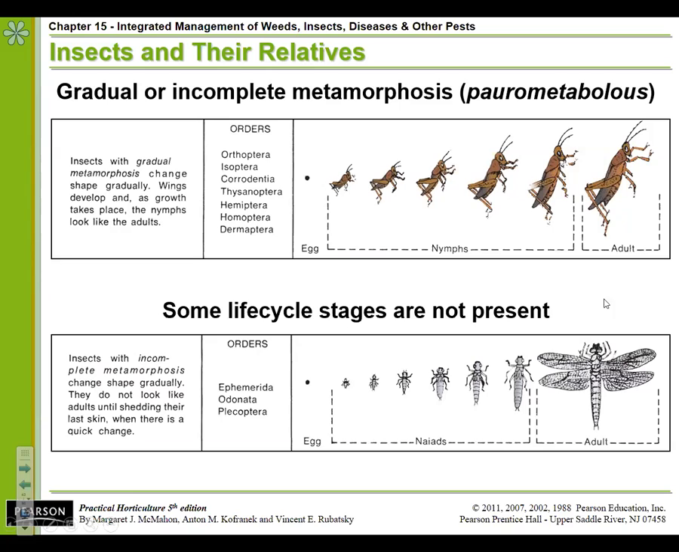We have the same deal here in the gradual metamorphosis with a grasshopper here. The egg hatches. It looks very similar to the adult. And then in some cases, we have some life cycles not being present at all. So in this case, in dragonflies, we have some that go through complete and some that go through incomplete metamorphosis, where they're just missing the pupa stage here, but they do have kind of a larval stage that's different than the adult.